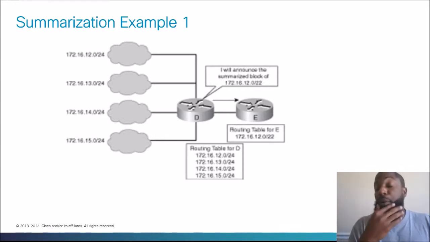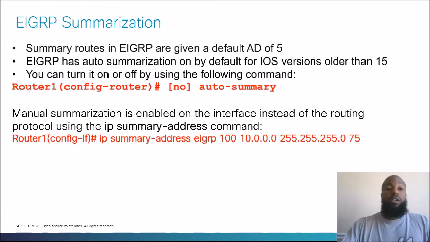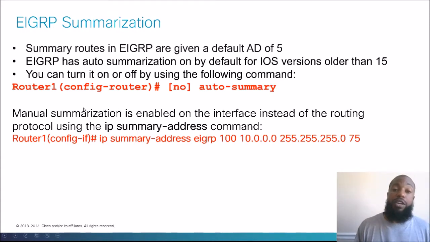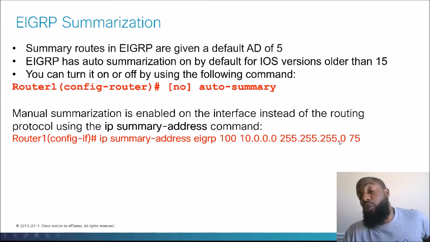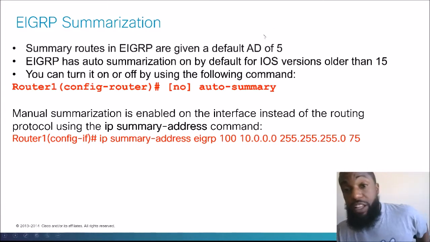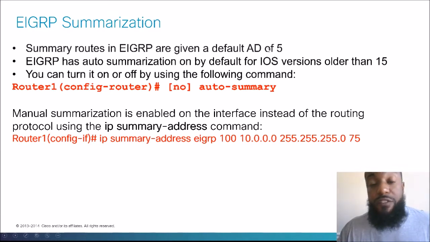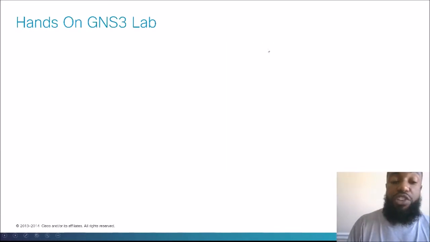172.16.16.0 networks. I'll put a link in the description below on what discontiguous networks are. You can turn off auto summary. We all know that. No auto summary. Manual summarization is enabled on the interface instead of the routing protocol using ip summary-address. And then you put in the routing protocol, which in this case is EIGRP, the network address, the one that you're summarizing. And you can modify the AD if you want to, but by default, it's given a number of 5. So let's go ahead and launch up GNS3 and do an EIGRP example.